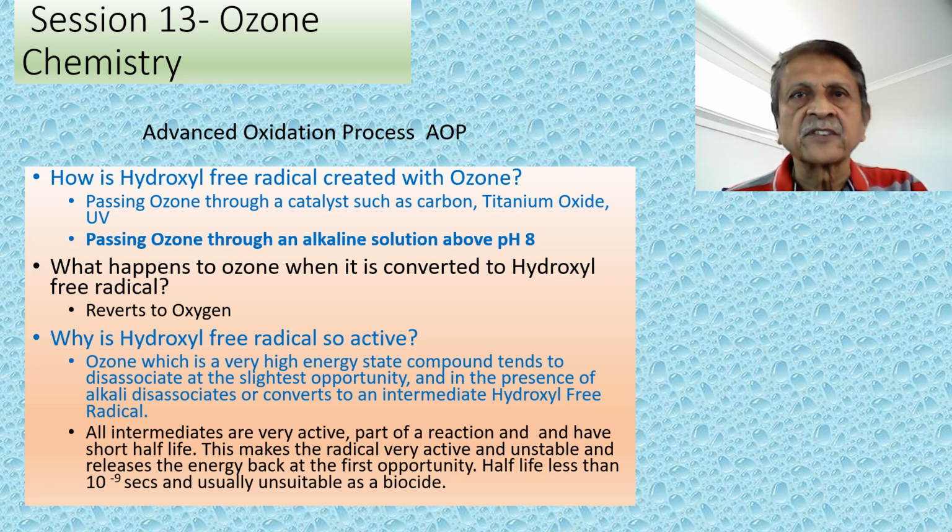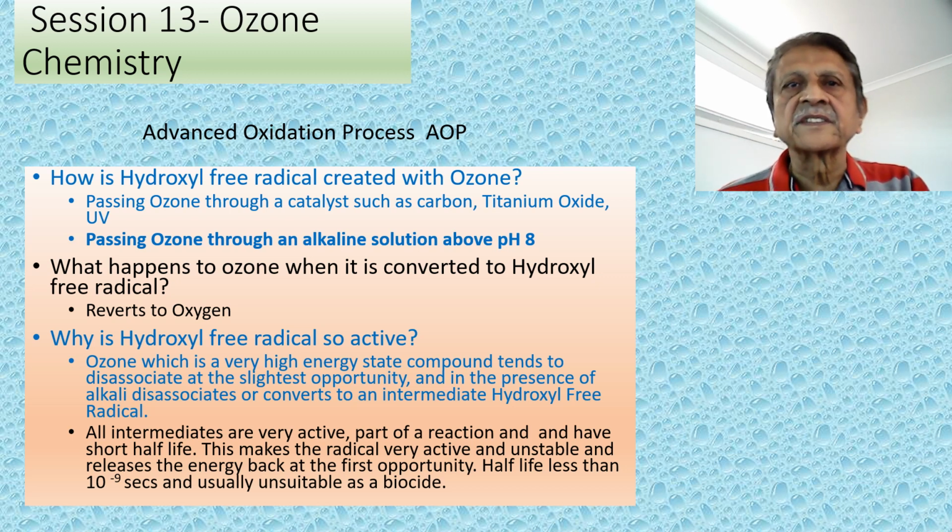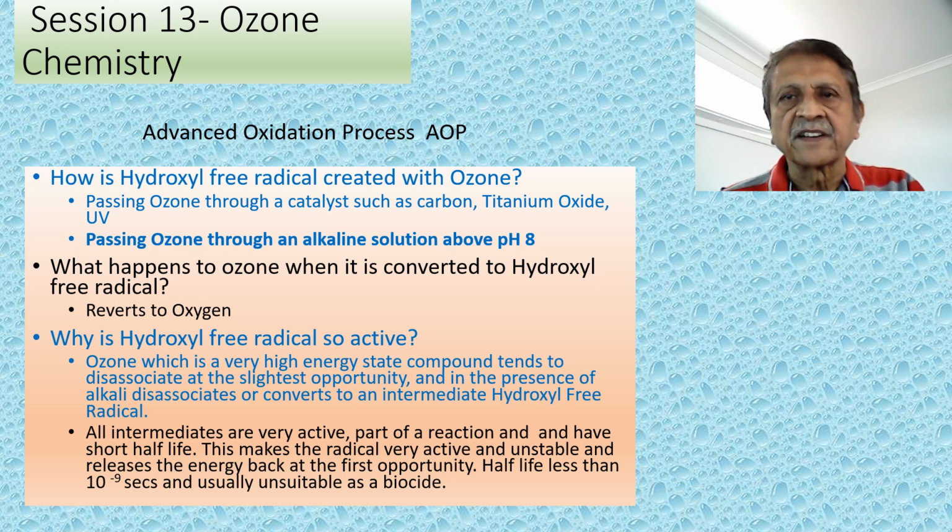The question now is, why is hydroxide free radical so active? See, ozone is already in a very high energy state, and it will tend to dissociate at the slightest opportunity in the presence of alkali and convert to the intermediate hydroxide free radical. All intermediates are extremely active, are part of a reaction, and have a very short half-life, which makes a radical very, very active and unstable. And therefore, it immediately releases the energy to the reactant at the first opportunity. The half-life is less than 10 to the power of minus 9 seconds and usually unsuitable as a biocide.